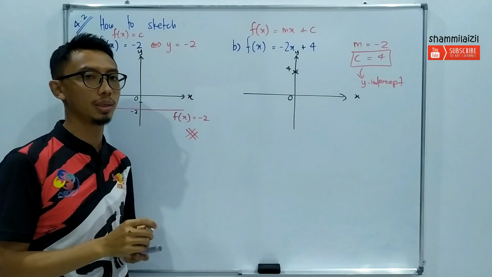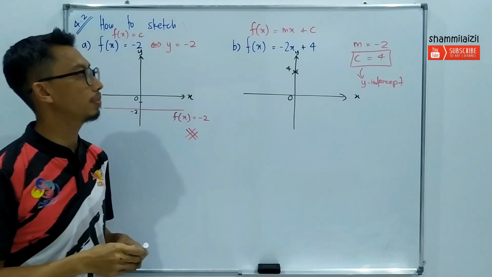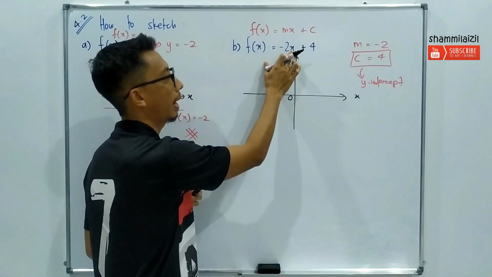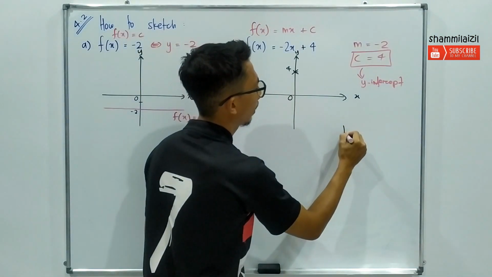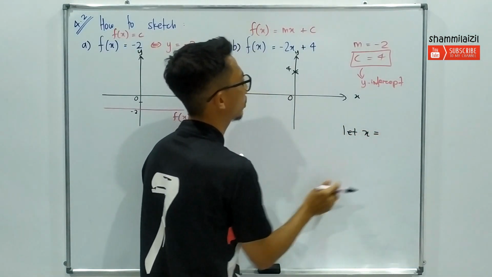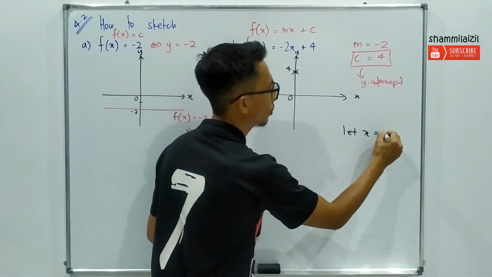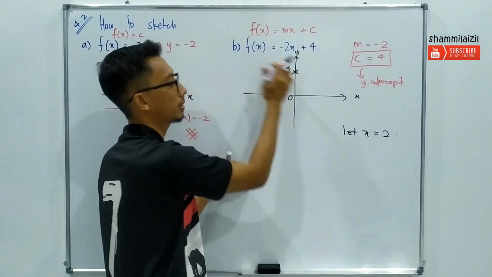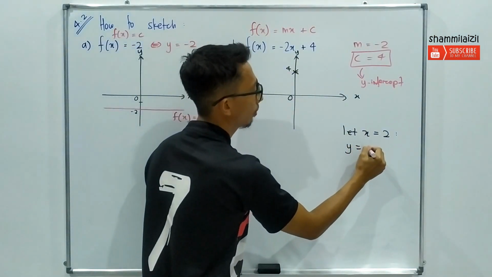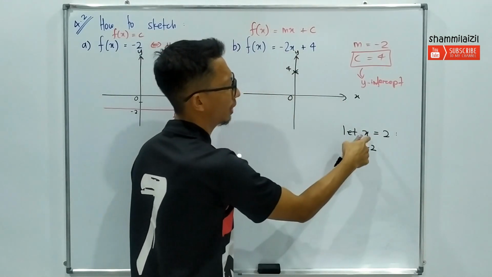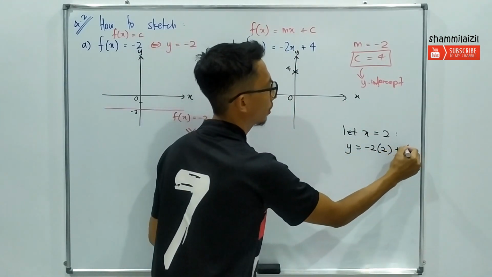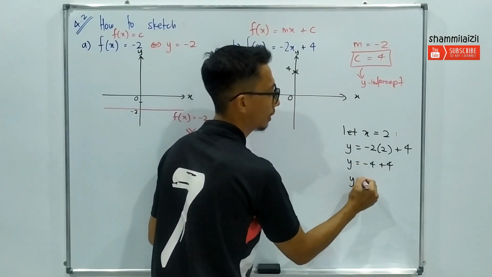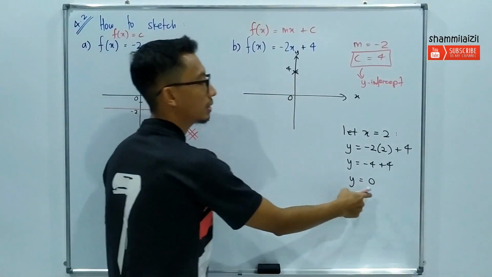You just need another point to draw the straight line. To get another point, let x be something. For example, let x equals 2. So what happens when x equals 2? This is y, guys. y equals minus 2, substitute the x that you let just now, 2, plus 4. And then you will get y equals minus 4 plus 4. y is actually 0.